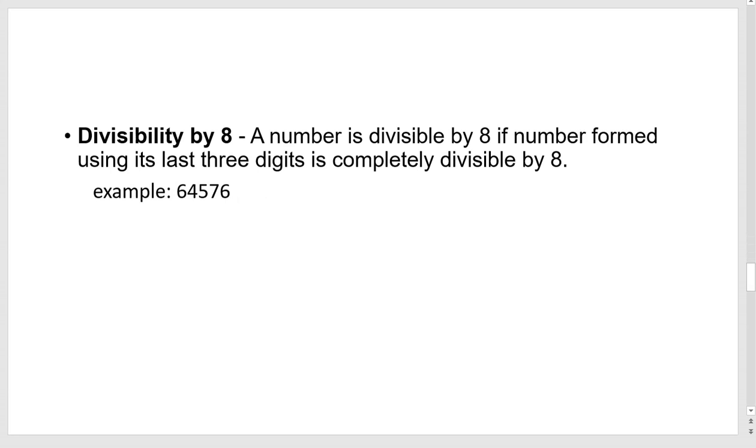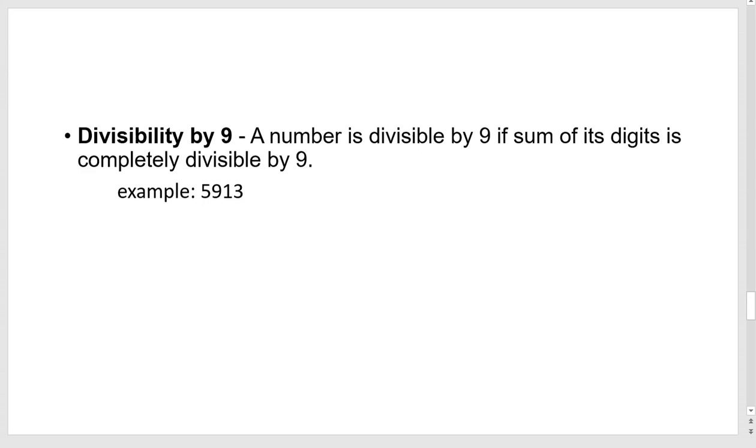And divisibility rule 8. As we compare with 4, where if the last 2 digits are divisible by 4, then the whole number is divisible by 4. Like that only, here divisibility rule 8 says that if the last 3 digits are divisible by 8, then the whole number is divisible by 8. It's a simple thing to remember for 4 and 8.